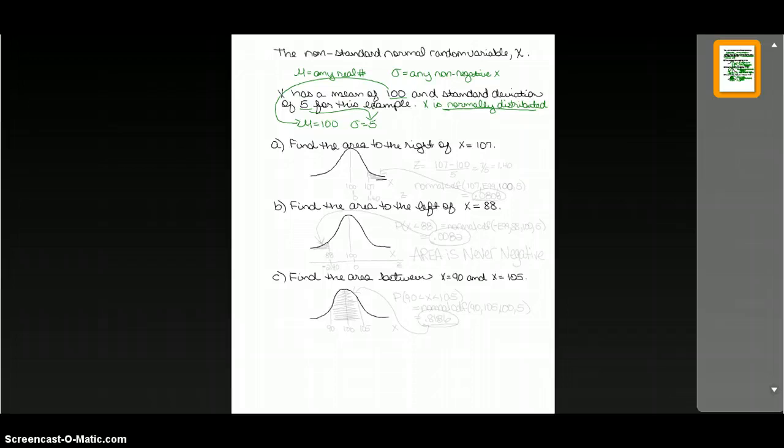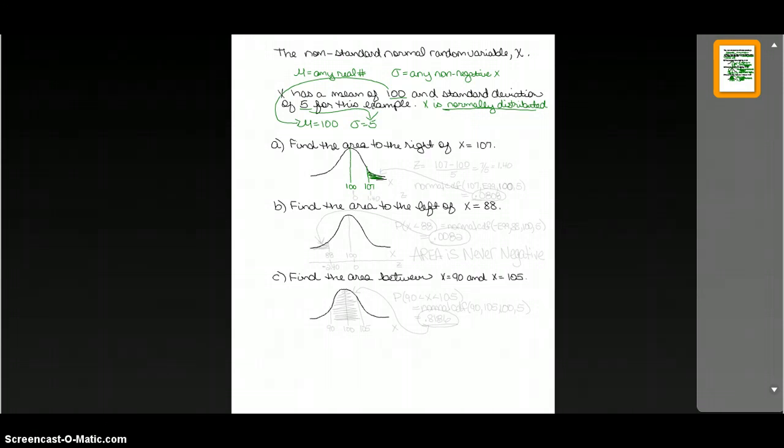Okay, so we'll have a question like this in the homework. Find the area to the right of 107. Once again, mean in the center. Now our mean is 100. 107 is bigger than that number, so it's to the right. And we want the area to the right of that.